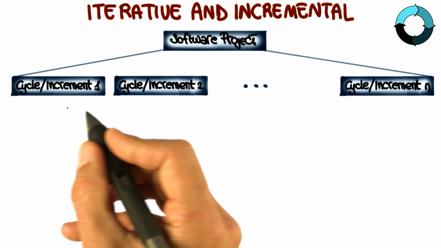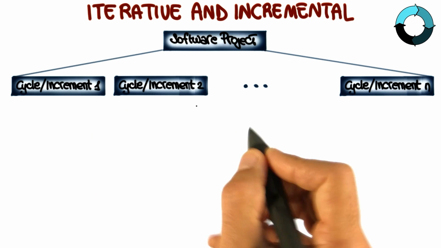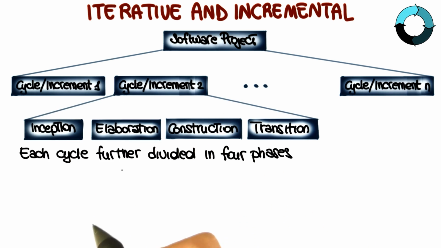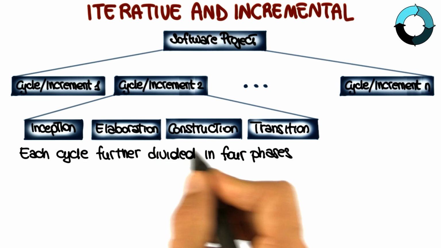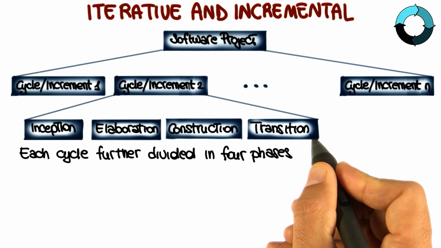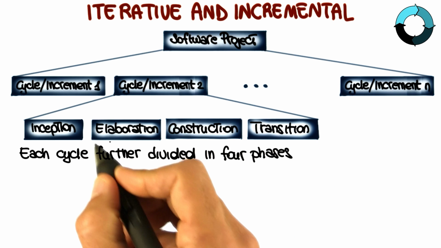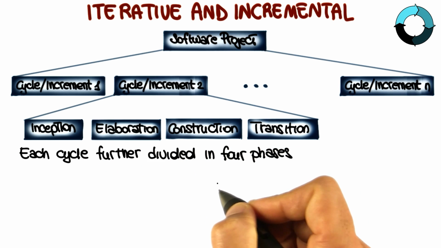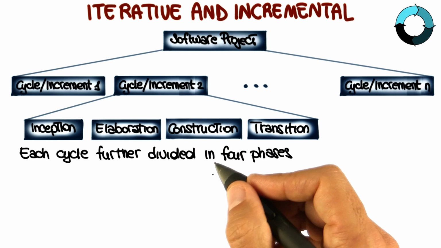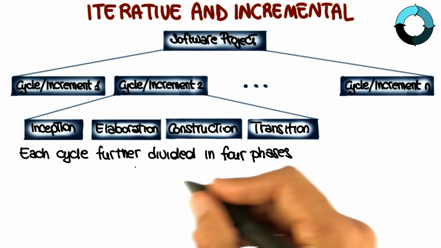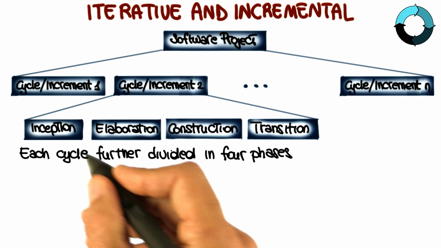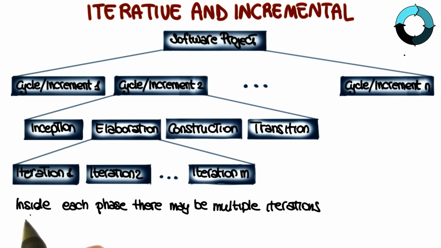So I just said that each cycle involves all of the main phases of software development. Specifically, each cycle is further divided in 4 phases: inception, elaboration, construction, and transition. In a minute, we will look at each one of these phases in detail and see how they relate to the traditional activities of software development. Before that, I want to mention the last level of these iterations, which happens within these individual phases. More precisely, inside each of these phases, there might be multiple iterations.